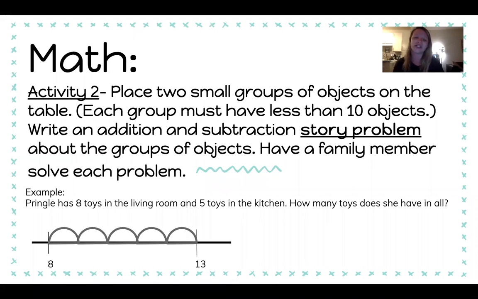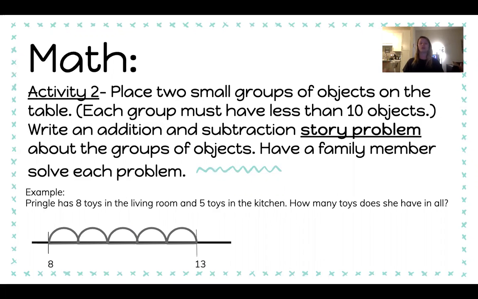All right, for activity 2, you place 2 small groups of objects on the table. These objects can be cars, they can be Legos, they can be little dolls or little miniature animals or even little beans, whatever it is. You'll place 2 small groups of objects on the table. Each group must have less than 10 objects. You'll write an addition and subtraction story problem about each of the groups of objects.